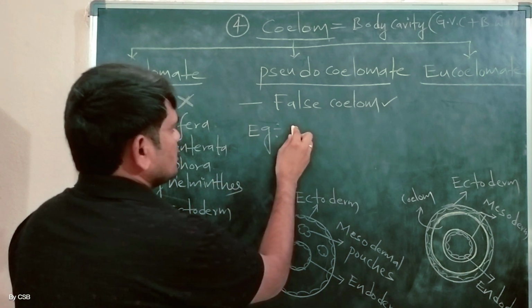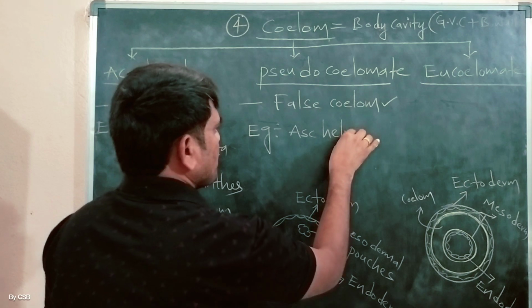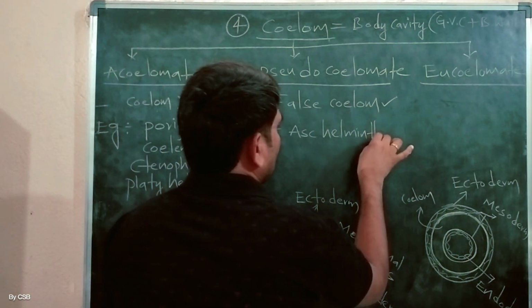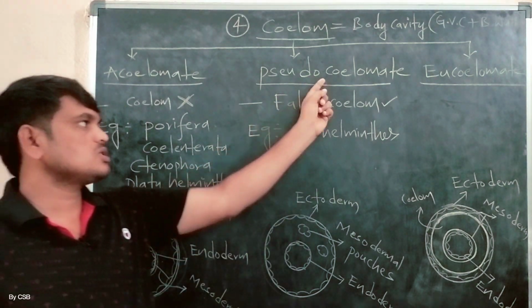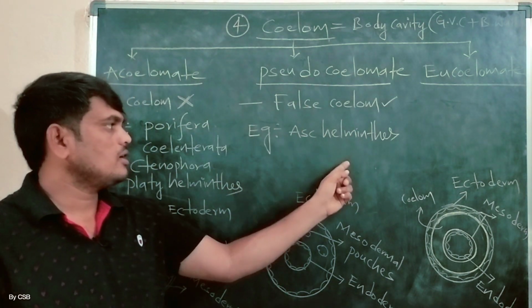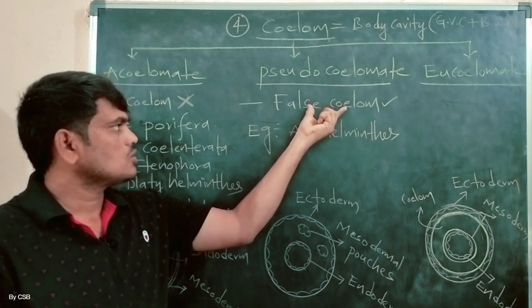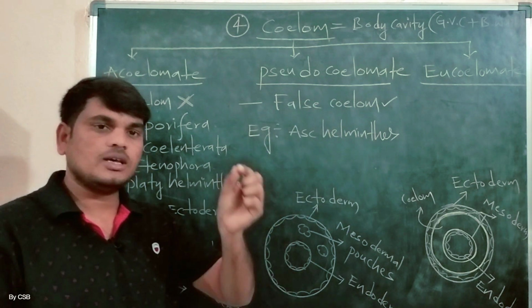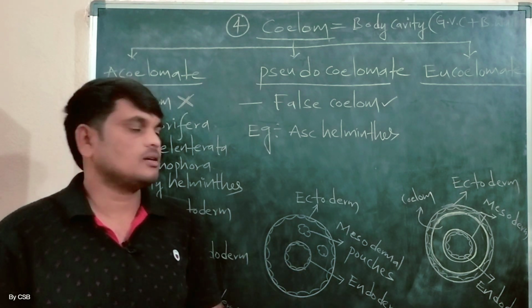Let me give the example here. This is exhibited by Helminthes. Phylum Helminthes exhibit pseudocoelom. They are under pseudocoelomates. Why? Because in Helminthes, pseudocoelom is present, a body cavity is present which is not clearly visible, which is not true coelom.